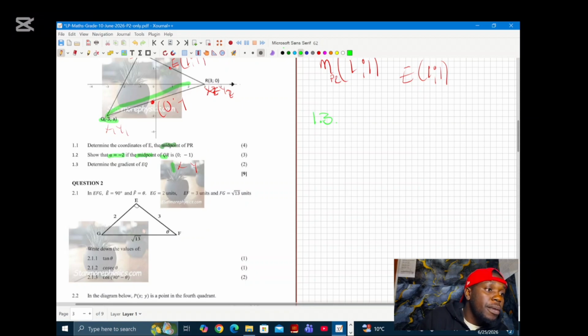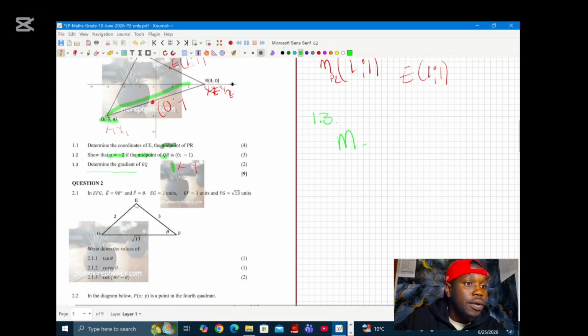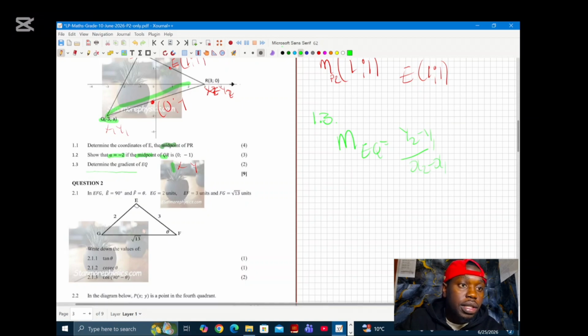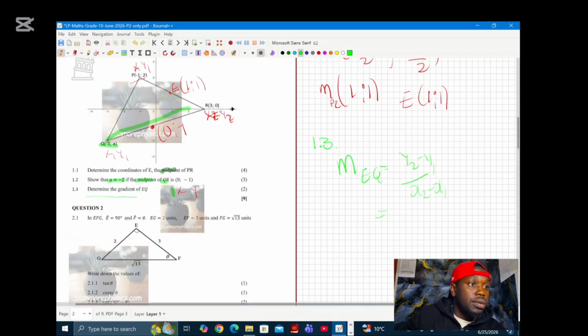1.3 says determine the gradient. Easy. Find now the gradient formula. The gradient of EQ is equal to y2 minus y1 over x2 minus x1. And then we're talking about EQ. We already found the coordinates of E, which is 1 and 1.